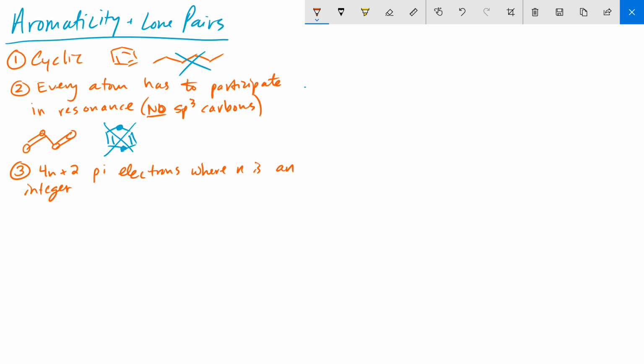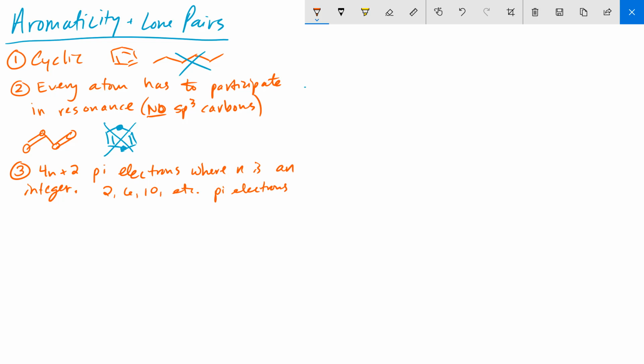The number of n has nothing to do with how many electrons are in the molecule. You don't have to say, well, this molecule has 3 pi bonds, so n is 3. You don't have to do that. All we're saying is that n needs to be some integer. So in other words, and maybe in simpler terms, you just have to have 2, 6, 10, etc. pi electrons in your molecule.